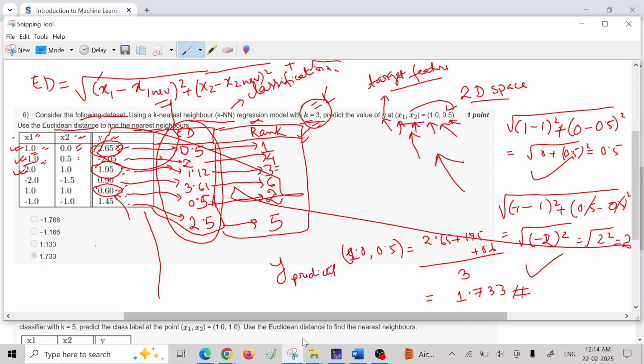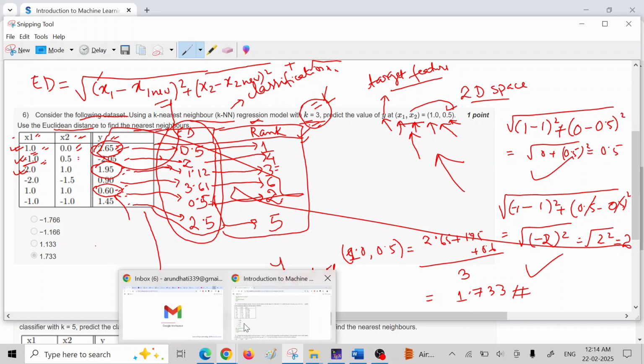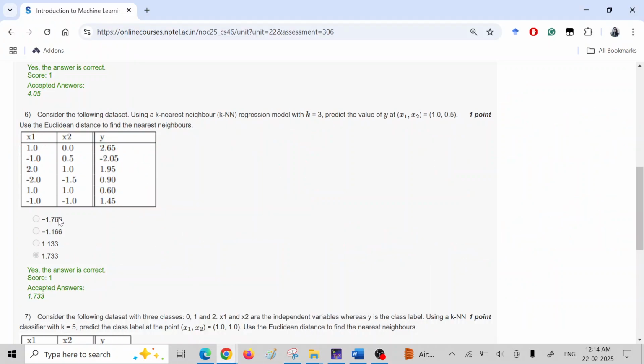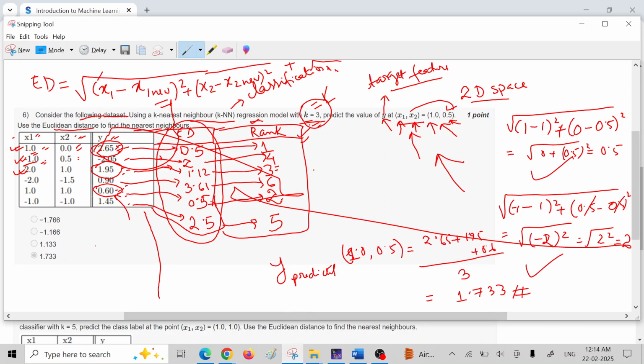So what is given in the options? Out of all the 4 options, 1.733 is the correct answer. Again, this conflict that has occurred here is not affecting us because I am taking k equal to 3.